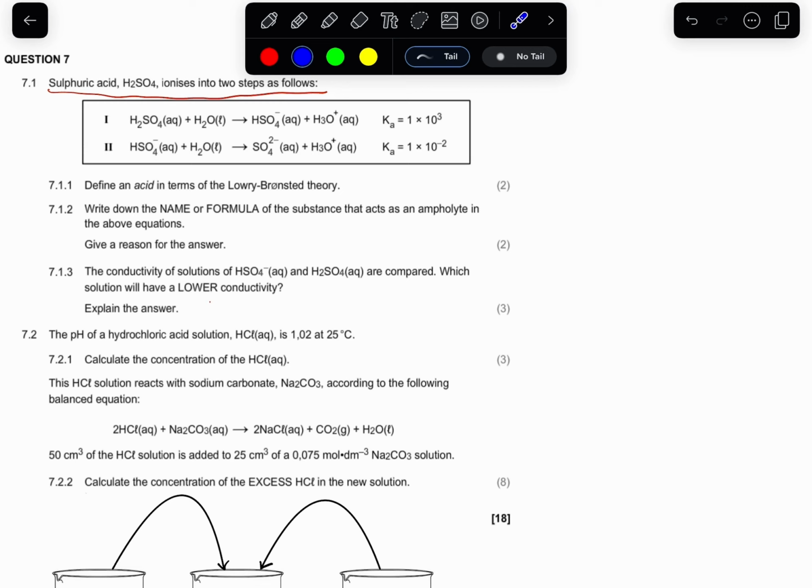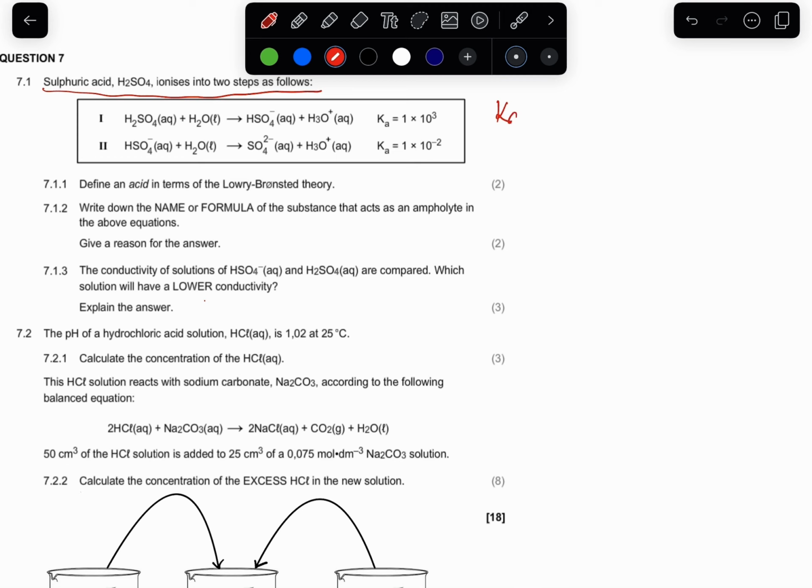And then we're given the second ionization, it's that conjugate base of an acid. It's dissolved again in water and it produces those ions. And we're given the equilibrium constant of an acid. Right? One thing that you need to note, once the Ka value is less than 1, that says it is a weak acid.